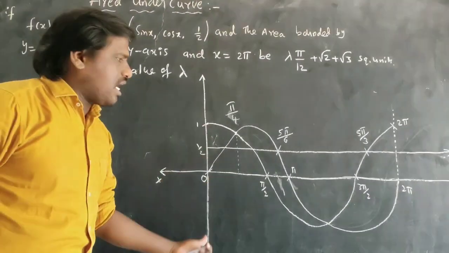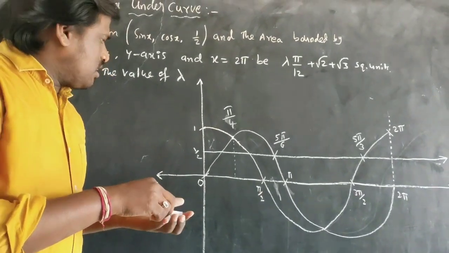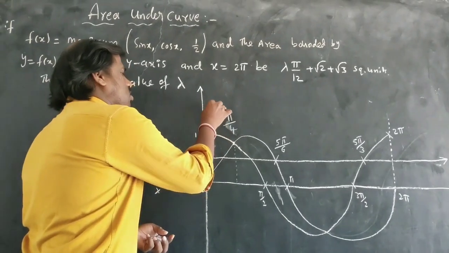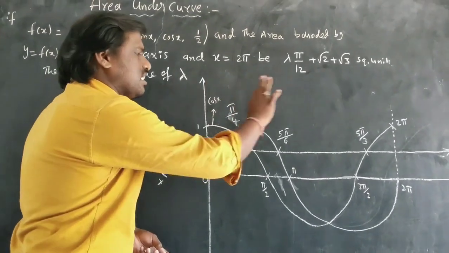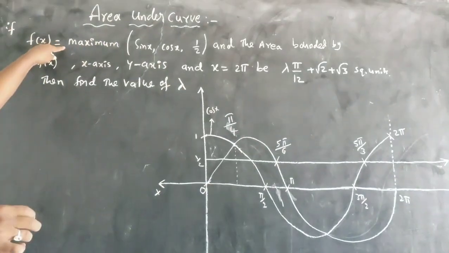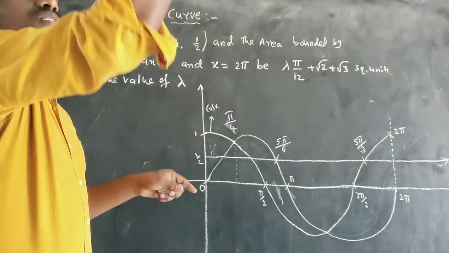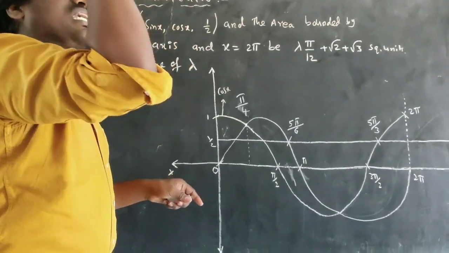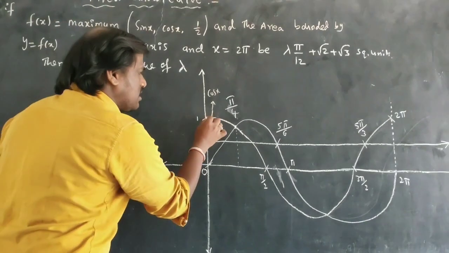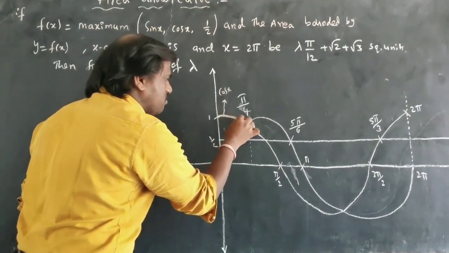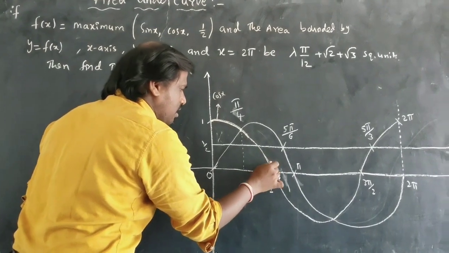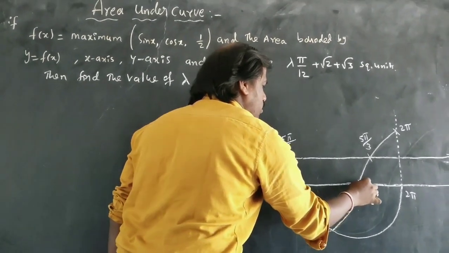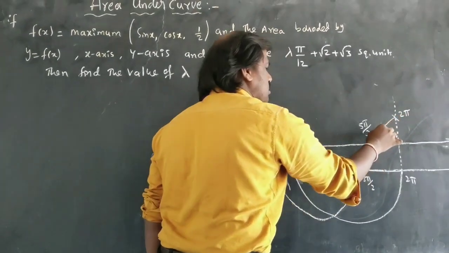Now see the diagram here. I have drawn the diagram. This is the cos x diagram. You can see in this figure, maximum means the highest place, the graph which is above all the three graphs. So this is the cos x graph. It starts from here, moves and intersects at π/2, then at 3π/2, intersects and moves away. This is the cos x graph.